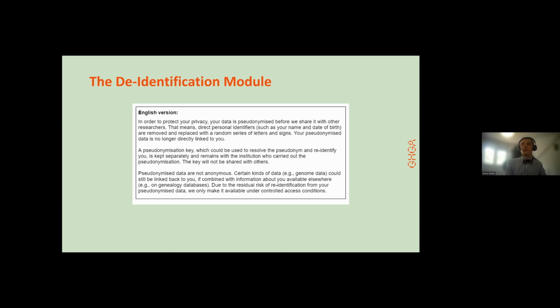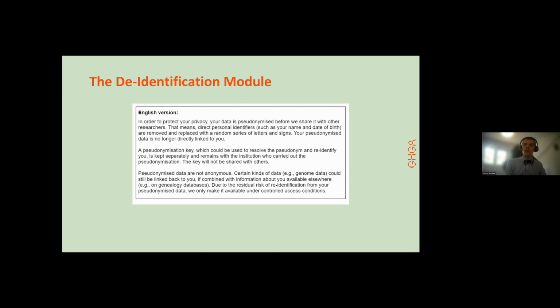This means direct identifiers, such as your name and date of birth, are removed and replaced with a random series of letters and signs. Your pseudonymized data is no longer directly linked to you. The pseudonymization key, which could be used to resolve the pseudonym and re-identify you, is kept separately and remains with the institution who carried out the pseudonymization. The key will not be shared with others.